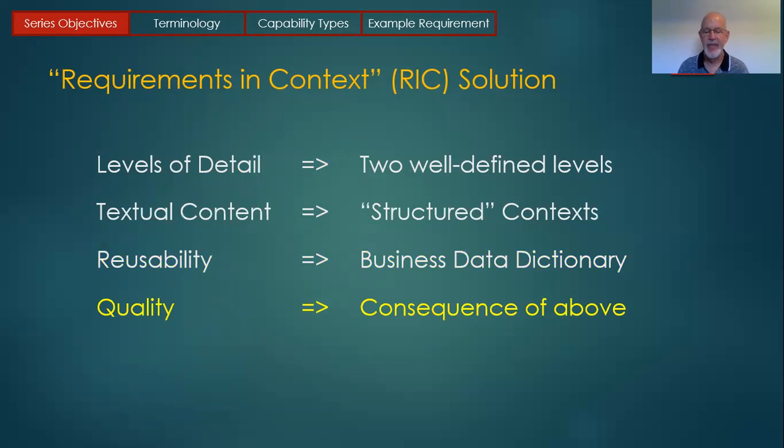In quality, we'll hopefully see by the end of this webinar that by addressing those pain points with 2 well-defined levels, using structured contents and a business data dictionary, we'll meet the quality standards that we use to measure requirements.